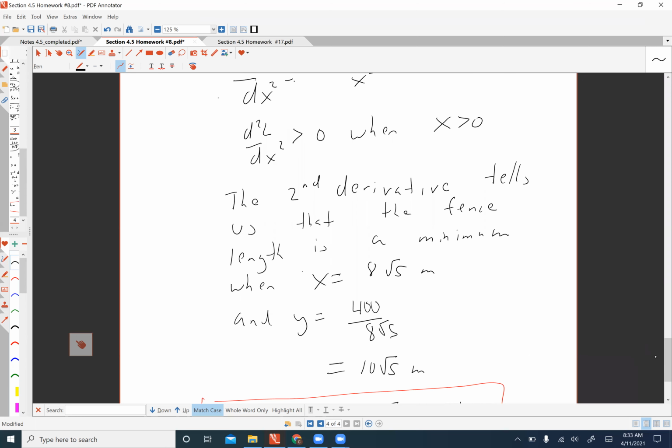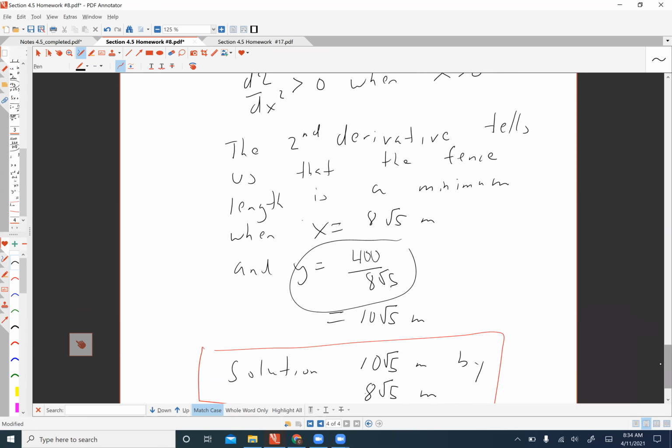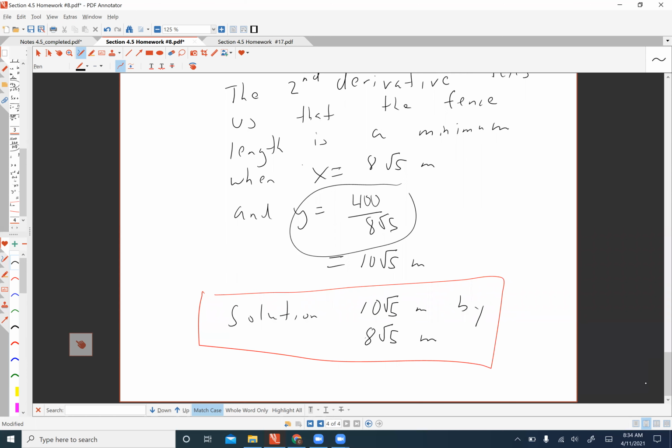Okay, so we have to find the other dimension now. Remember, x times y is 400. So y is 400 over 8 times the square root of 5, and that is equal to 10 times the square root of 5. So the dimensions to minimize the amount of fence that we have to buy are 10 times the square root of 5 meters by 8 times the square root of 5 meters.